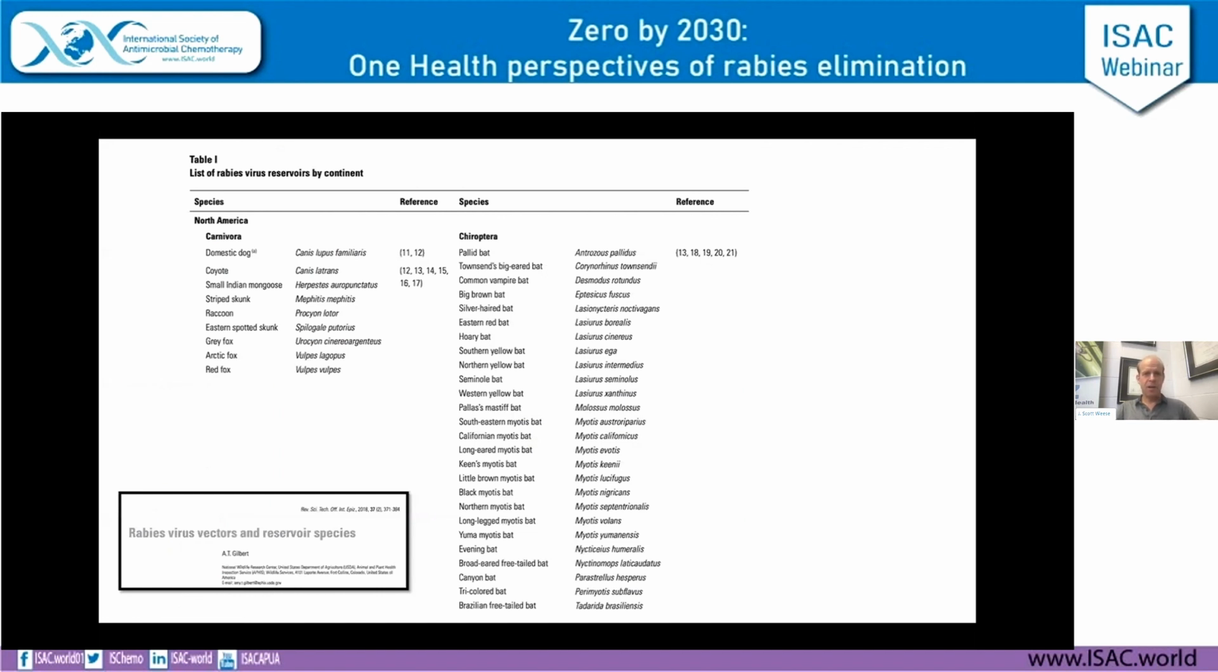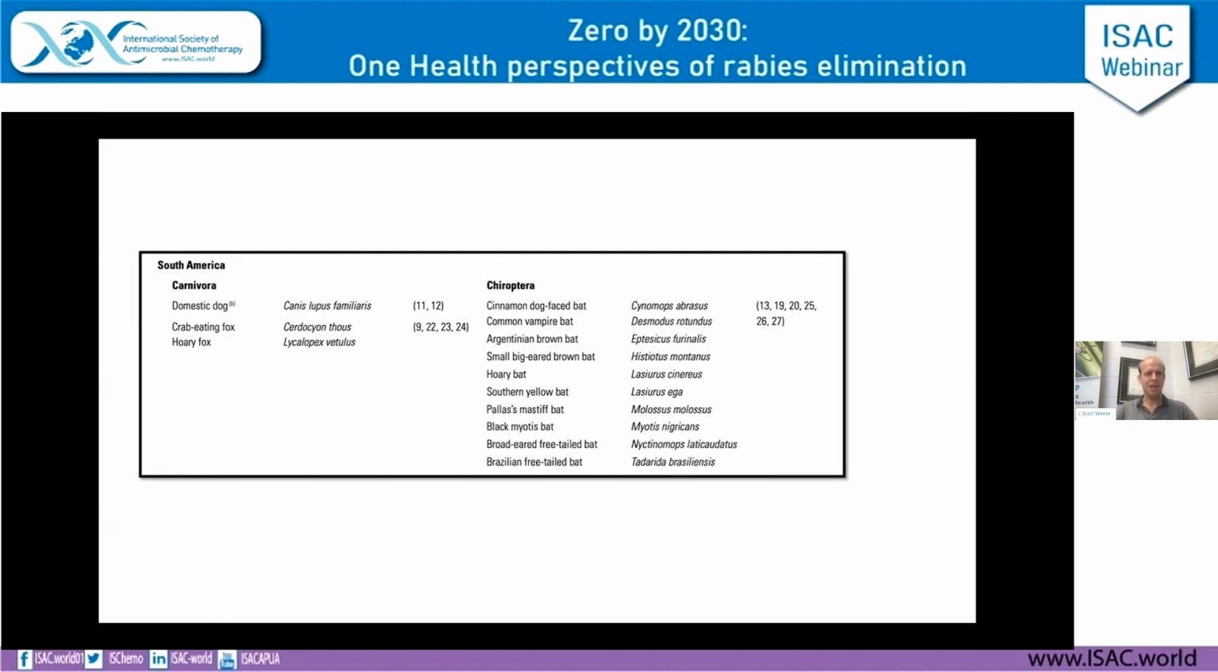Now, I'm not going to go over all the different reservoirs. I just want to highlight a couple of different things. This is from a paper, if anyone's interested. It's got a detailed list of reservoirs and of vectors. But if we look at North America, in some areas, domestic dogs, but it's been eradicated from most places of North America. So we have skunks, we have raccoons, we have foxes, we have a variety of mammals, and then a large number of bats, including the little brown bat, which was a rabid bat that I had in my house actually a few years ago with potential exposure to family and animals there.